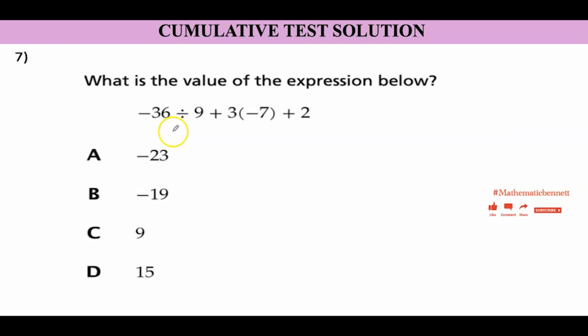So negative 36 divided by 9 gives me negative 4. And we know that 3 times negative 7 gives me negative 21 plus 2. From there, we can see that this is negative 25 plus 2, so that's negative 23.